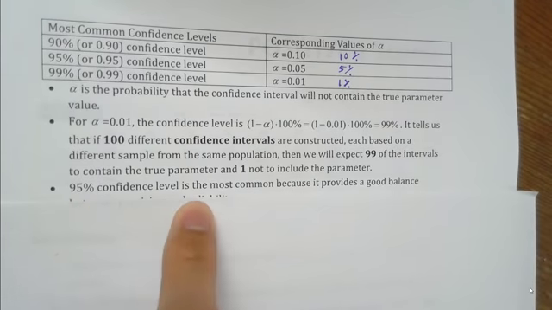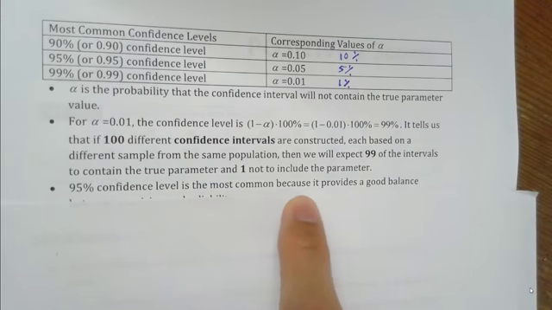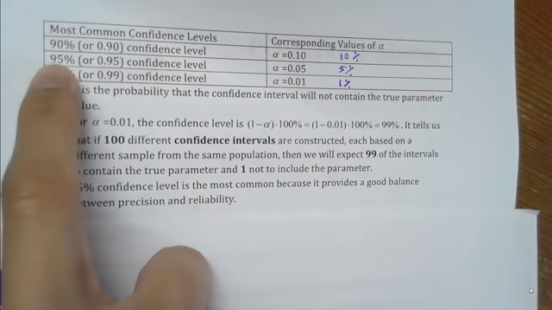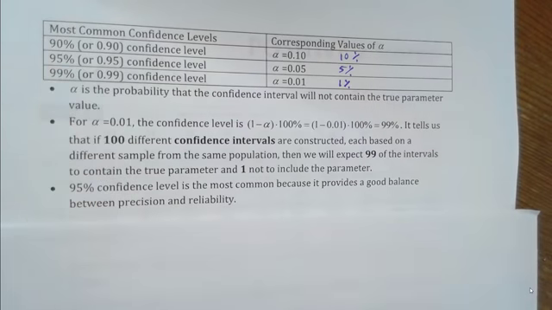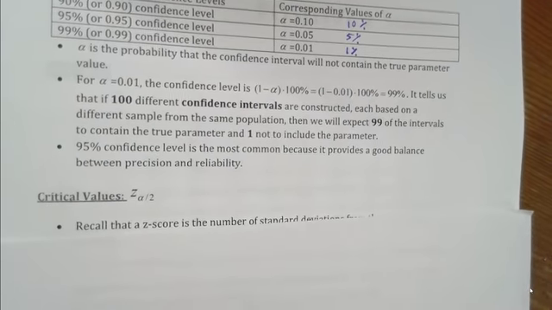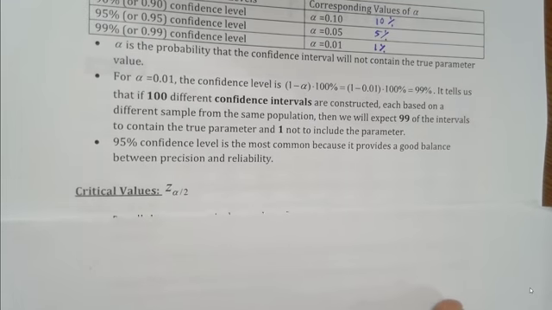The 95% confidence level is the most common because it provides a good balance between precision and reliability. So we will see a lot of the problems using the 95% level. The next topic is about critical value, Z alpha over 2.